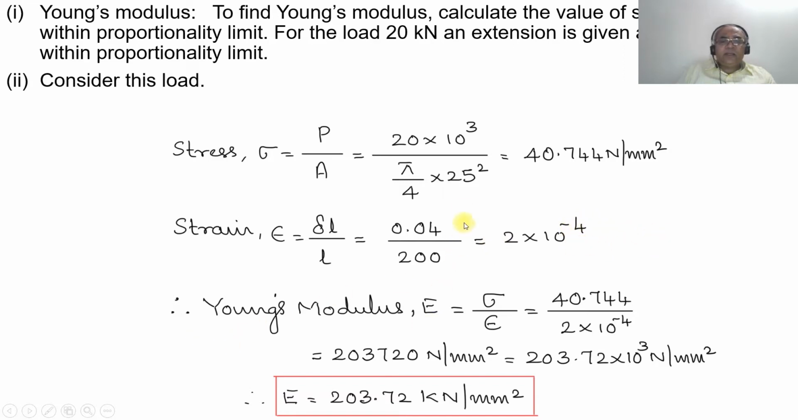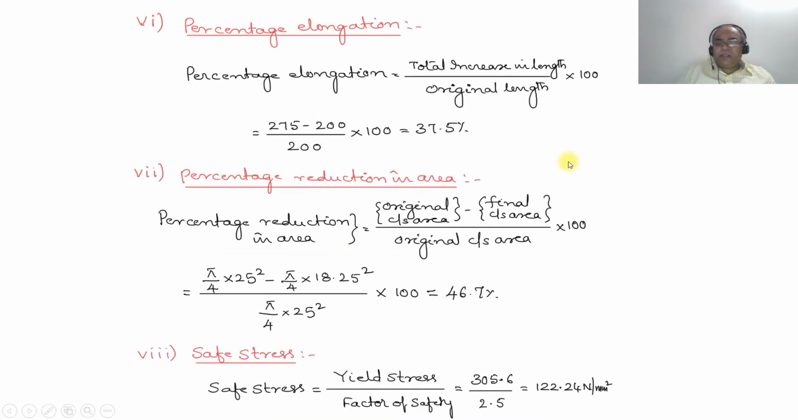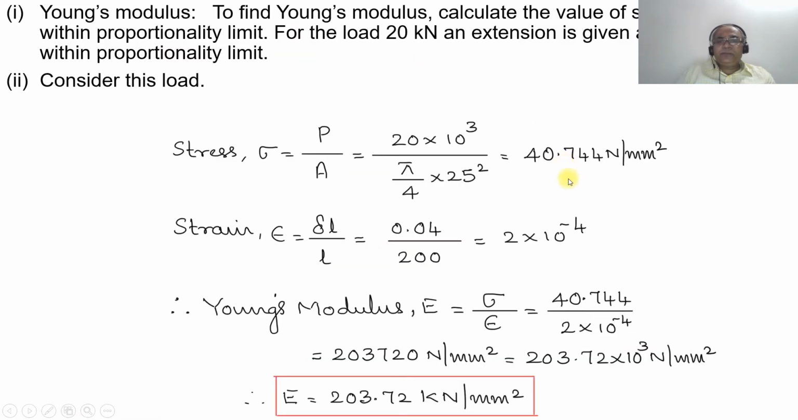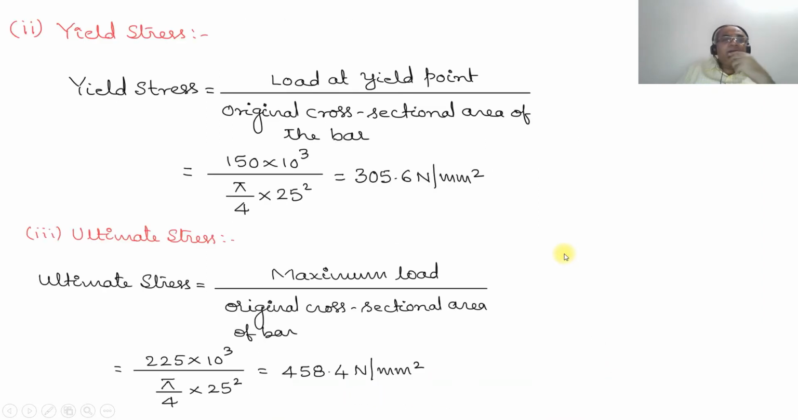So what is Young's modulus? Young's modulus E is sigma by epsilon. So we have 40.744 divided by 2 into 10 to the power of minus 4. On simplification, you will get 203.720 Newton per mm square. If you want to express this in terms of kilonewton, it will be 203.72 into 10 to the power of 3 Newton per mm square. If you want to express in kilonewton, it will be 203.72 kilonewton per mm square.